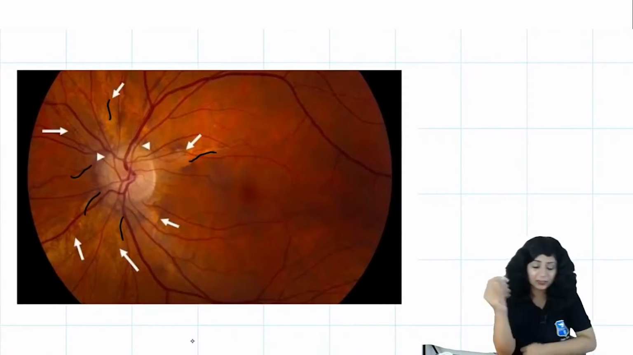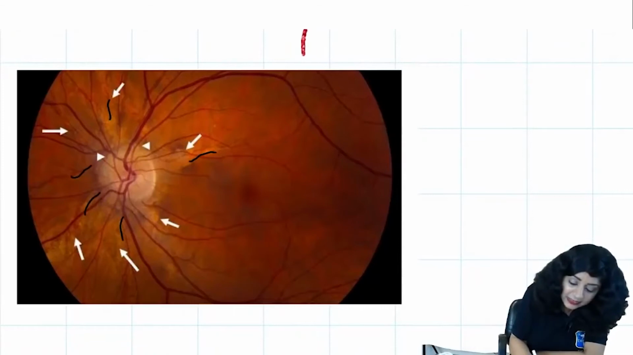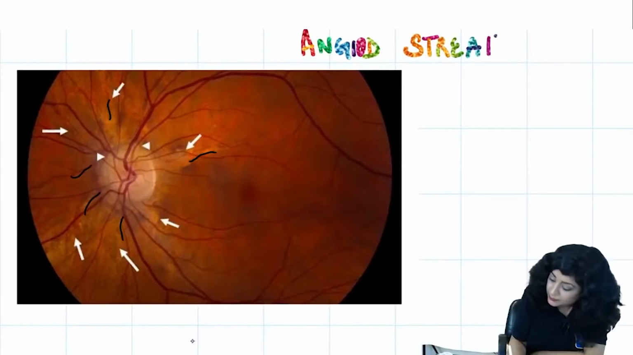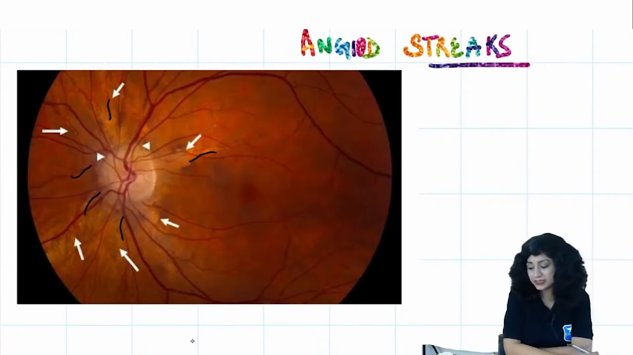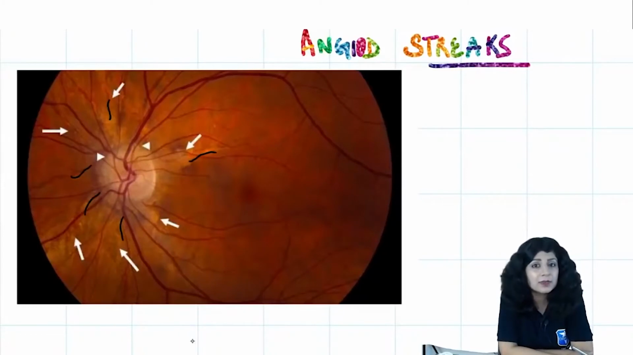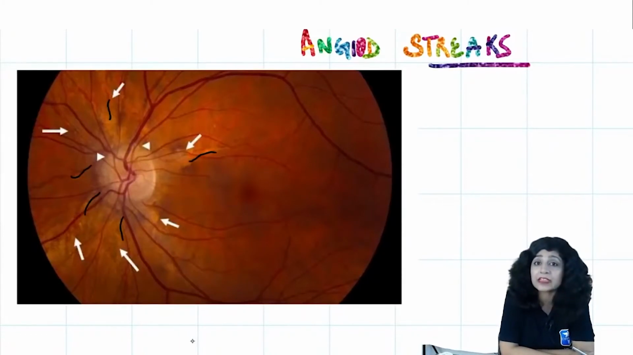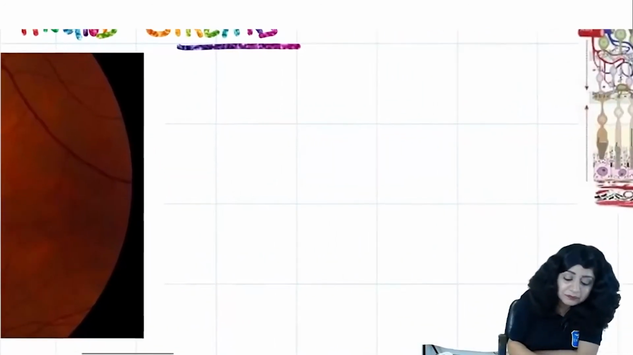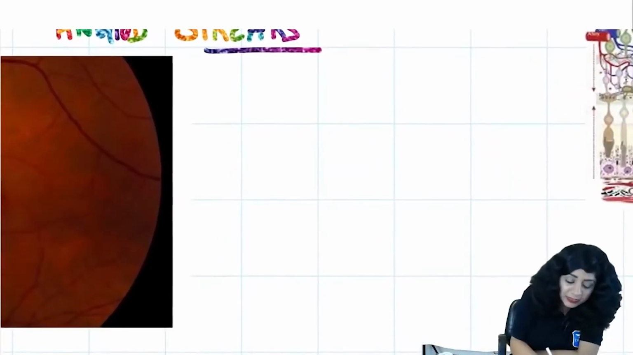Yes, very good, Sakshi. So these are actually the angioid streaks. You should be able to identify them. Yes, that is also correct. These are angioid streaks. So where we have retinitis pigmentosa, where we have salt and pepper retinitis, and where we have these angioid streaks. And do you remember what was the DD of these angioid streaks?